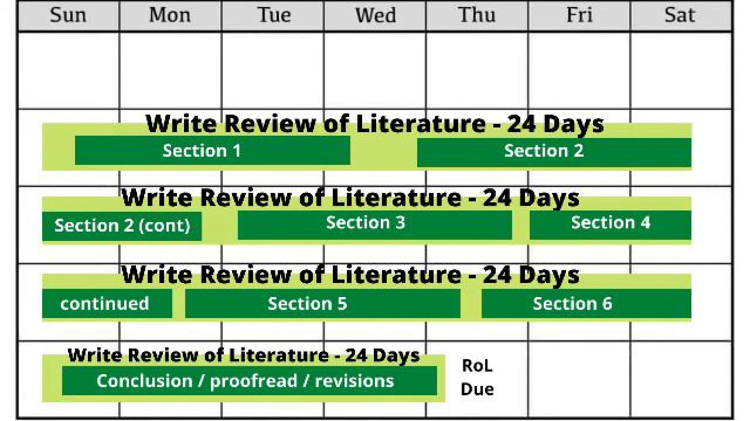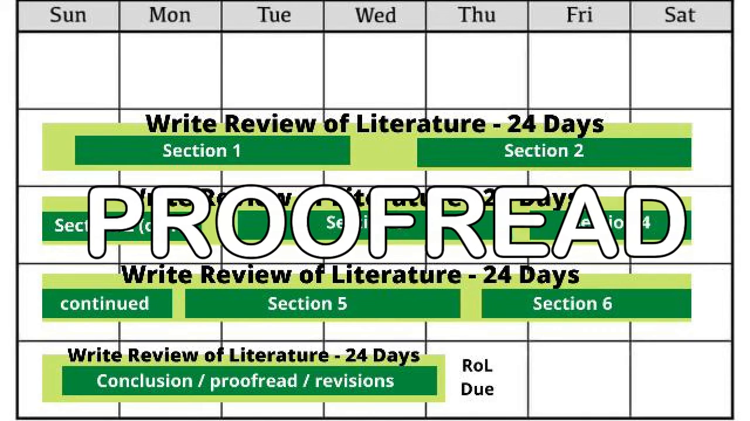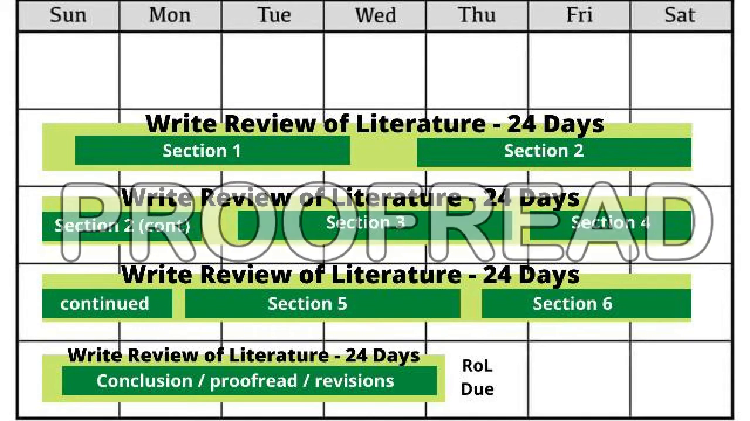So by evaluating each section of the detailed chapter outline, you can assess how many days to chunk for each part of this section. In this example, I allotted anywhere from 3 to 5 days for each of the 6 sections, and then added another 5 days at the end for the conclusion of the review of literature, as well as the very important steps of proofreading and any further revisions.